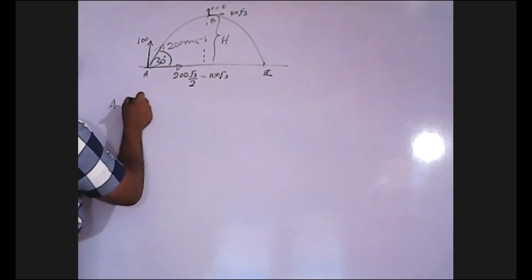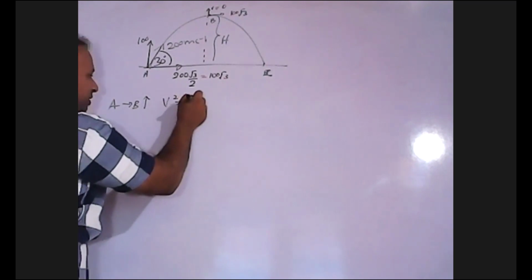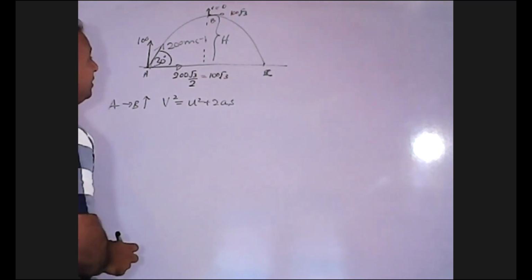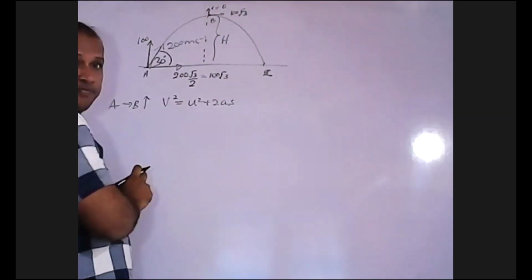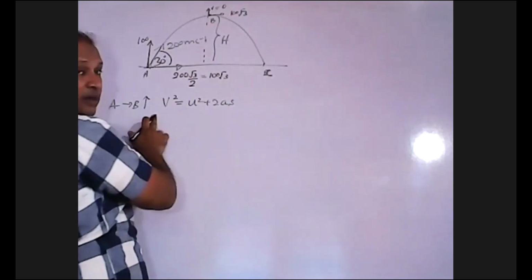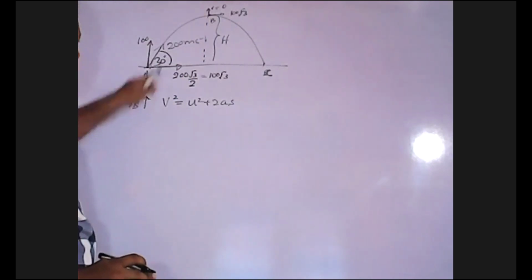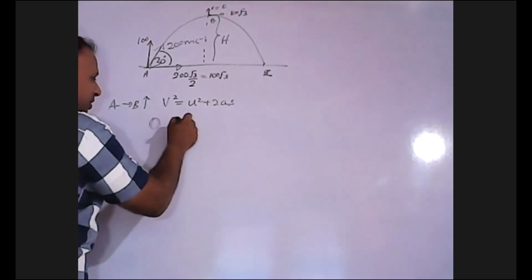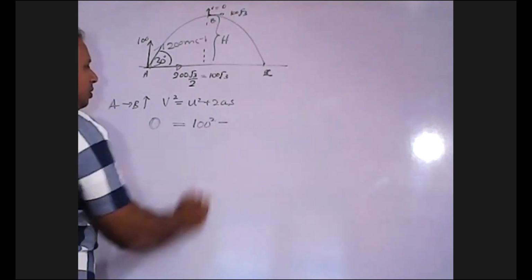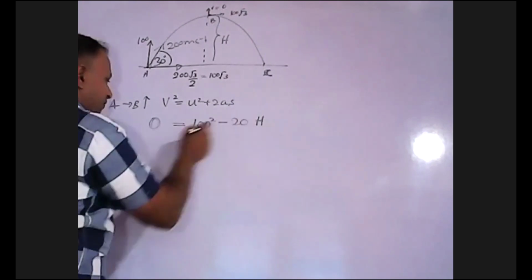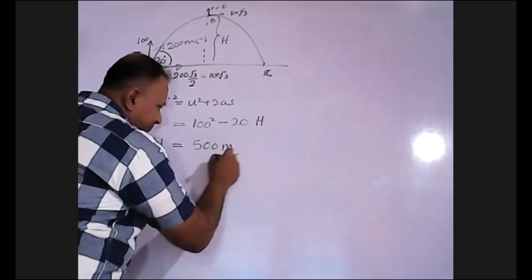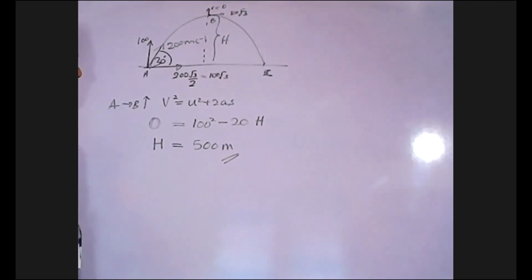From A to B, in vertical direction, you can apply V squared equals U squared plus 2as. From this equation, you can find the maximum height. From A to B, the final vertical velocity is zero, because I am applying this in the vertical direction. That is zero. U squared is 100 squared minus 20h. Therefore, H is equal to 100 into 5. That means 500 meters. That is the maximum height.